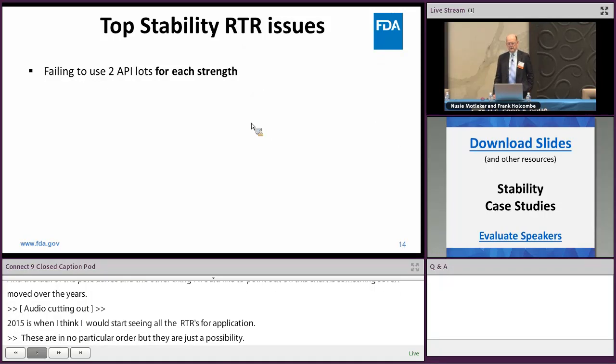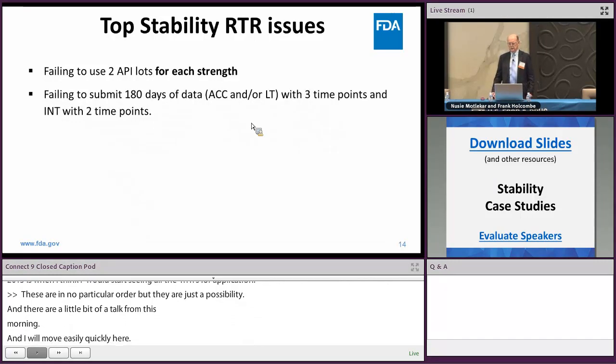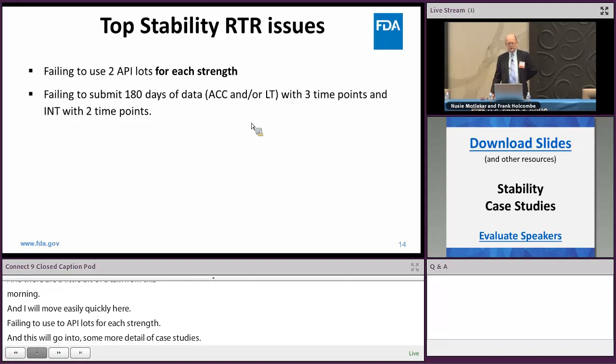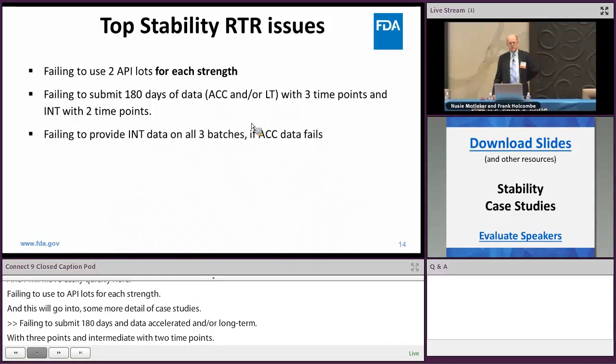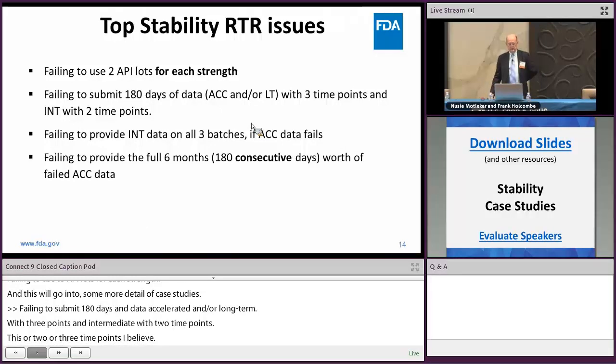Failing to use 2 API lots for each strength. Nusie will go into these in some more detail in her case studies in a few minutes. Failing to submit 180 days of data, accelerated and/or long-term, with 3 time points, and the intermediate with 2 time points. This 2 or 3 time points, I believe Nusie will also talk about. Failure to provide intermediate data on all 3 batches when intermediate data is necessary. Failing to provide full 6 months, 180 days worth of failed ACC data.